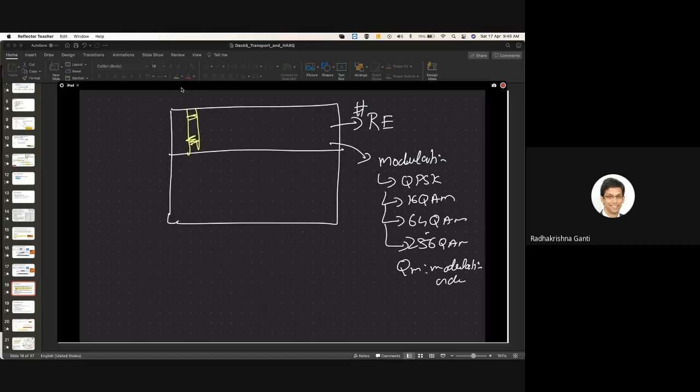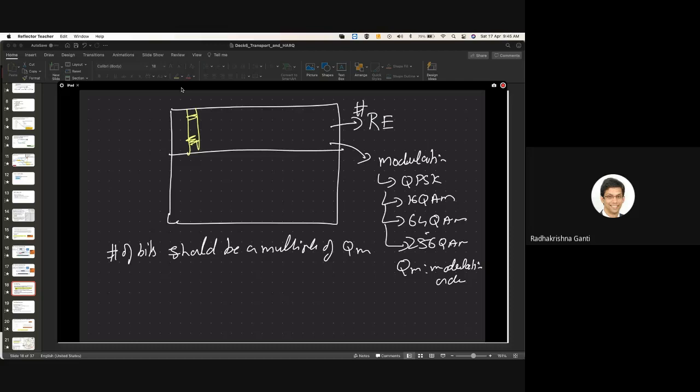QM tells you the number of bits per symbol. For QPSK, QM will be 2, for 16 QAM it's 4, for 64 QAM it's 6, and for 256 QAM it's 8. So the number of bits that you have should be a multiple of QM. Is this clear?